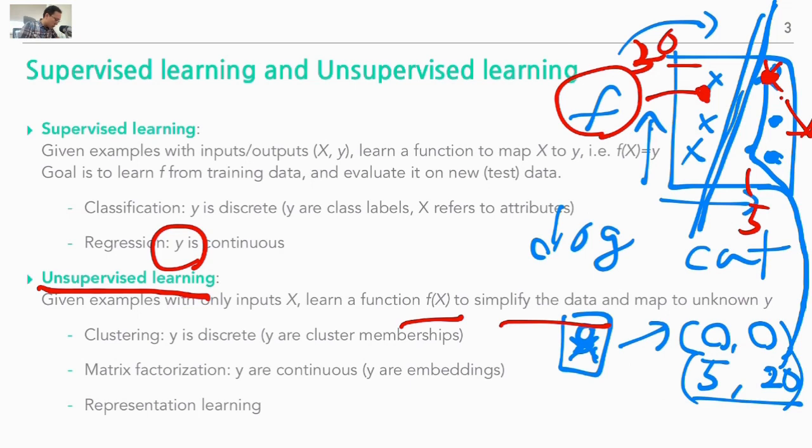So here's an example. For example, clustering. Clustering is to find important groups in the data. Think about, we have a student data set, a large student data set.